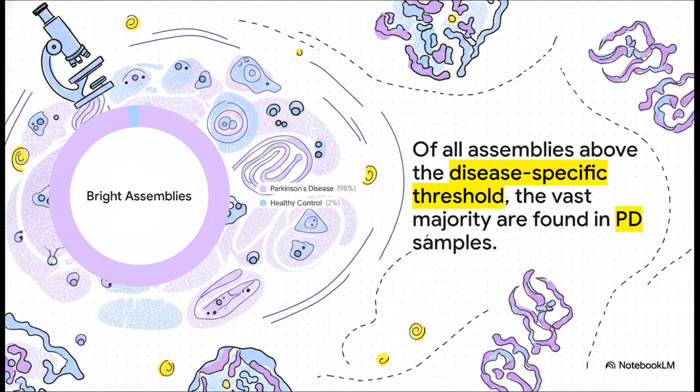Applying this threshold isolated a very distinct subpopulation of bright, nanoscale assemblies. These objects accounted for 9.7% of all the assemblies measured in the Parkinson's disease samples. In stark contrast, they made up only 0.26% of assemblies in the healthy controls. This discovery of a bright, disease-associated subpopulation was a consistent and robust finding across all the samples.